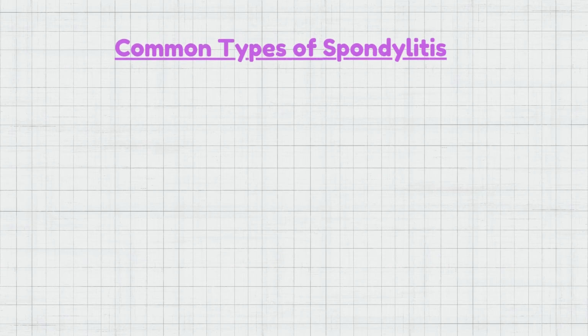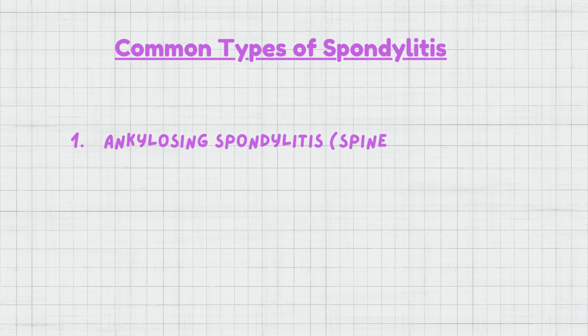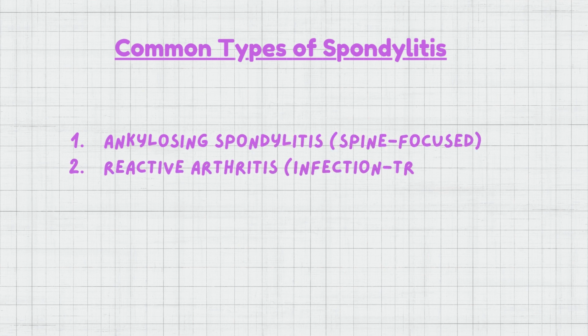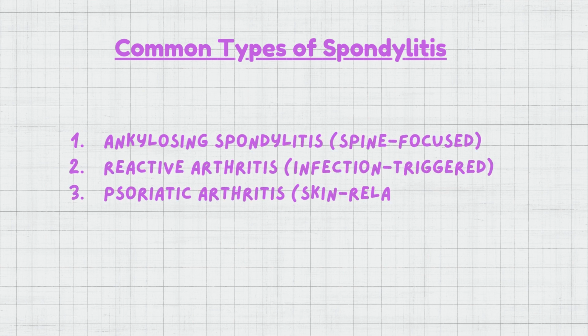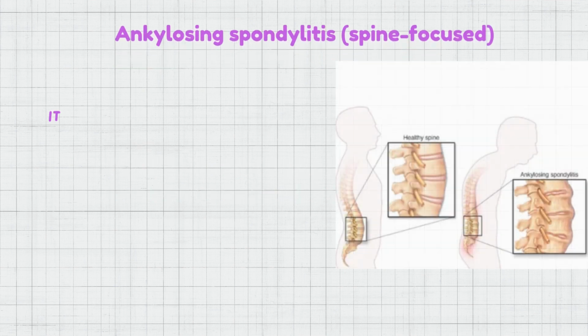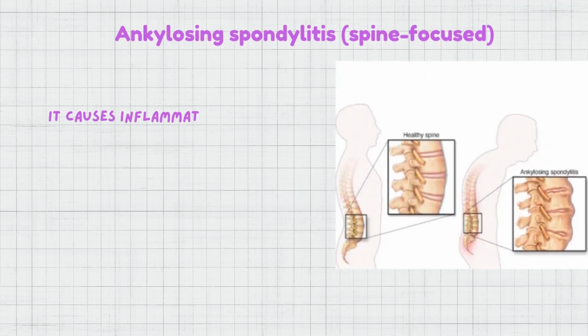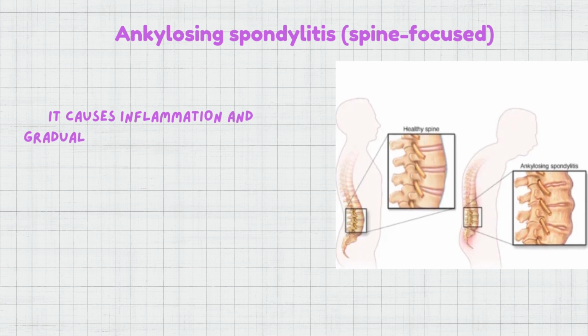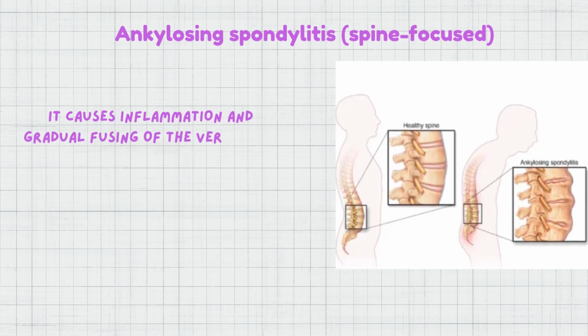Types of spondylitis. First, ankylosing spondylitis. Second, reactive arthritis. And third, psoriatic arthritis. Ankylosing spondylitis, also known as spine-focused, causes inflammation and gradual fusing of the vertebrae. It is most common and primarily targets the spine.